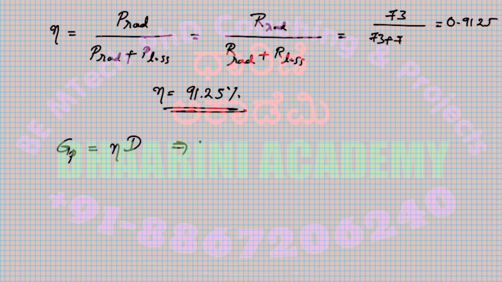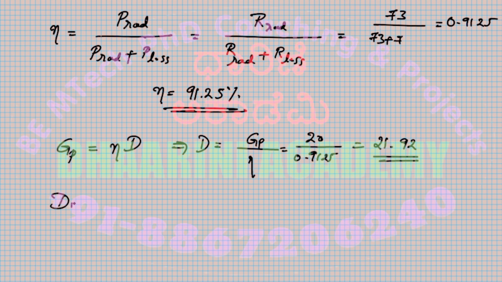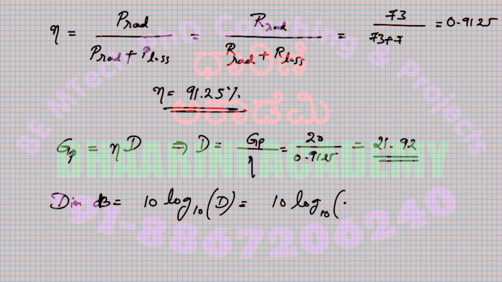Calculate directivity. D is equal to GP divided by efficiency. So that is 20 divided by 0.9125, which is approximately 21.92. Again, they are asking in dB. So D in decibels is equal to, it's a power, so 10 log. Remember, not 20 log. 10 log to the base 10 of 21.92, approximately 13.4 decibels.